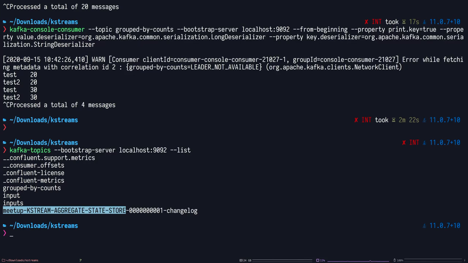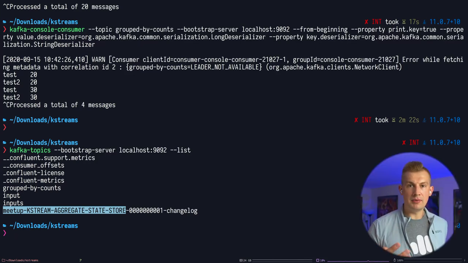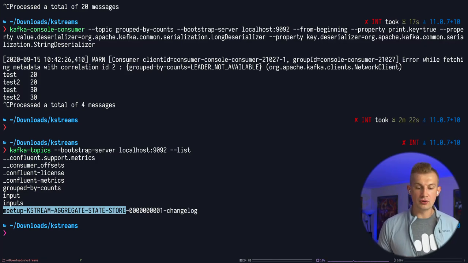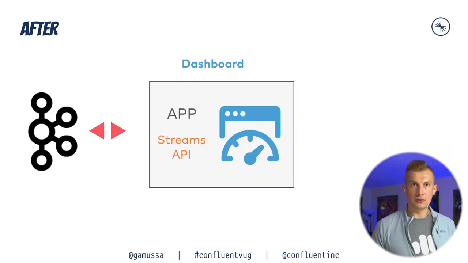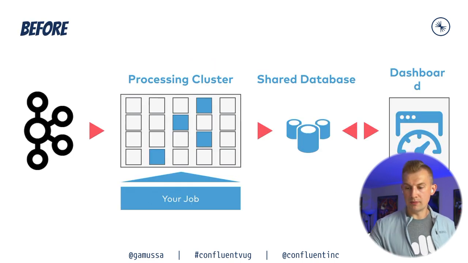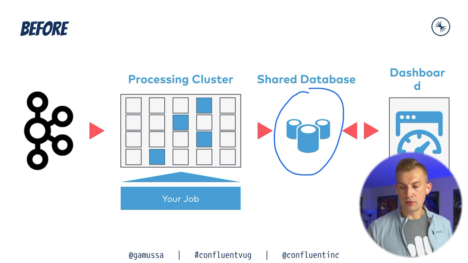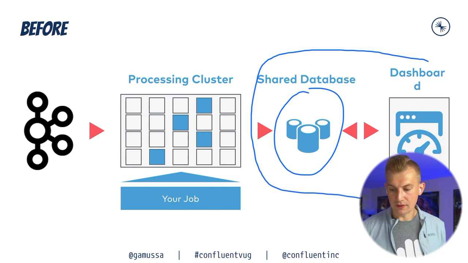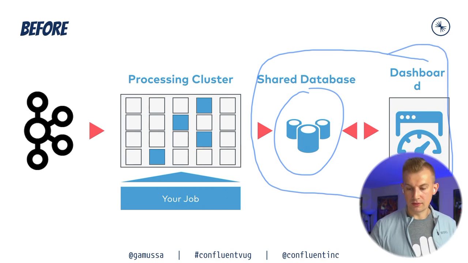So essentially, your application might become not only your processing thing, but also your internal small database. Each application might have this ability to expose this aggregated state through some sort of API. So you don't need to move this into some shared database somewhere so your services can access it. With a Kafka Streams application, you will include this together.